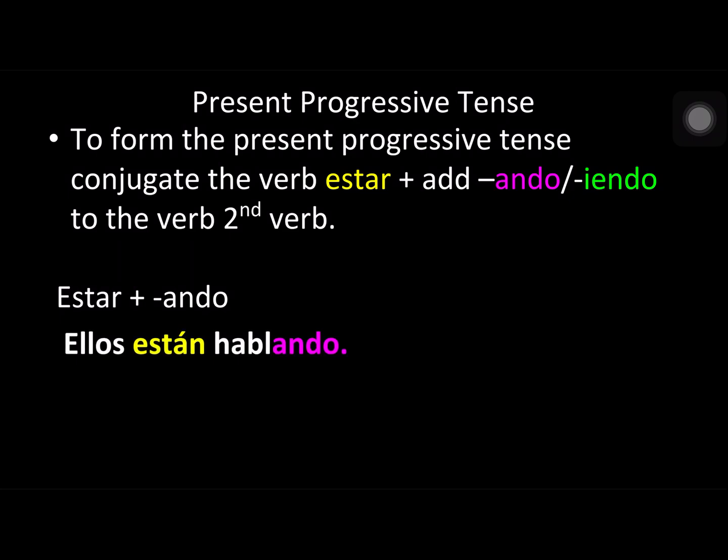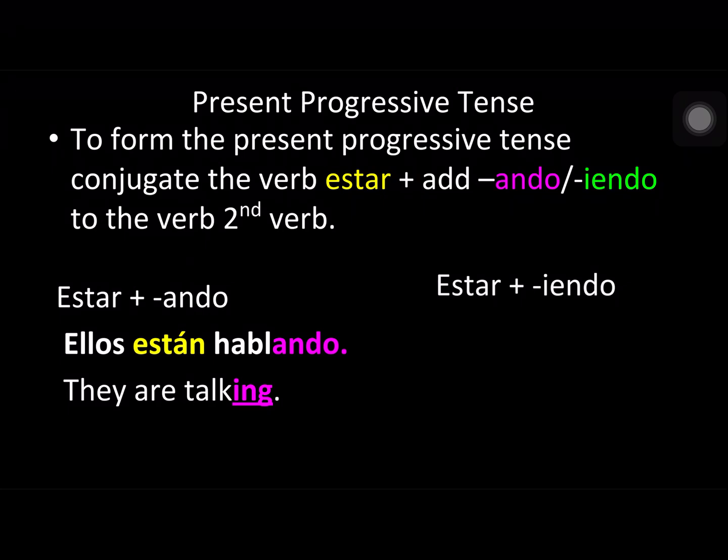So here's an AR example. We got estar plus the -ando ending. So I can say, ellos están hablando. I conjugated the verb estar for ellos. And then for hablar, I chopped off -ar and added -ando. And this means they are talking. See, the -ando is like the -ing that we use in English. And están is the are that we have in English. So they parallel.